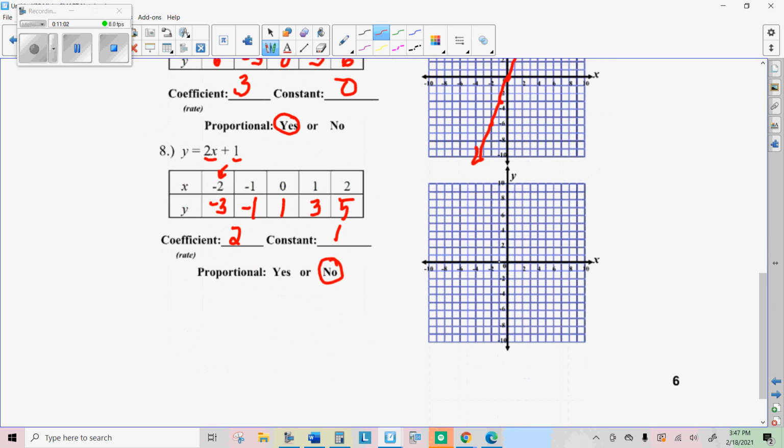And we're going to go ahead and graph those points, negative 2, negative 3, negative 1, negative 1, 0, 1, and so on. And we can continue at that rate of going up. Draw the line. Notice that this does not cross through the point 0, 0. If it did, it would be proportional. All right.